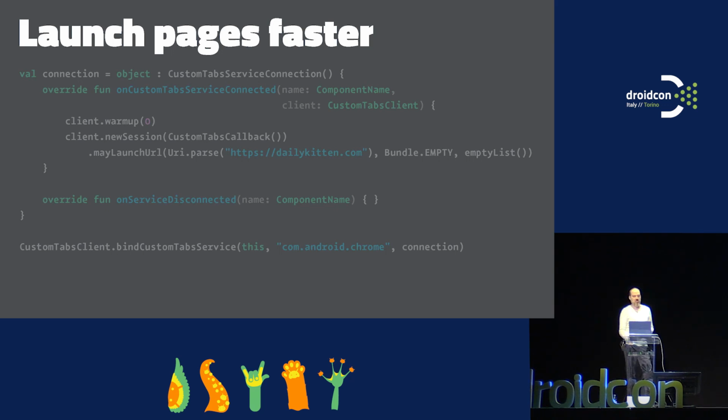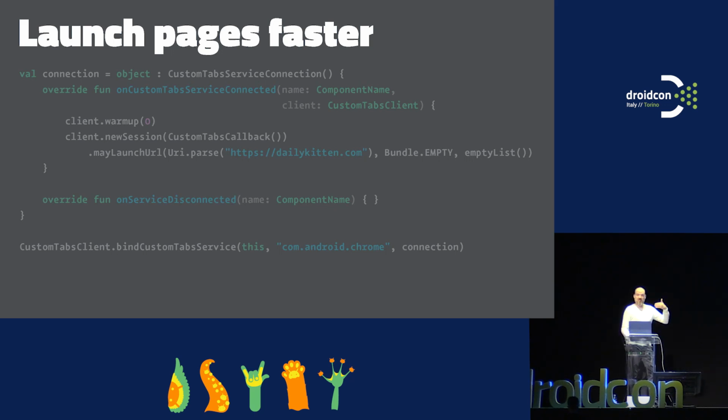And the way to do this is to create an object that inherits from custom tabs service connection. And then you call custom tabs client bind custom tab service with these parameters. And in the callback on custom tab service connected, you get the client. And on that client, you start by calling warmup. And you may wonder what the 0 there means. It's in the documentation, it says it's for future use. So just leave it at 0. You got to love the APIs you find in Android sometimes.